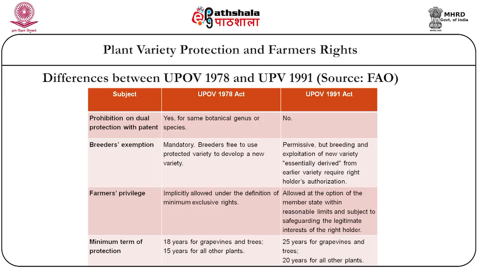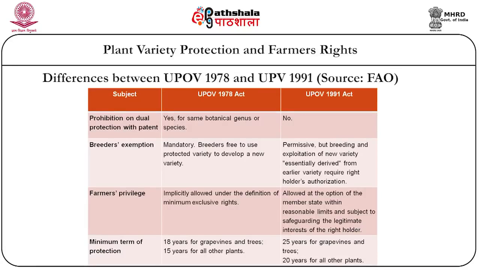In case of prohibition on dual protection with patent, the 1978 Act specifically requires that there must be no dual protection for the same botanical genus or species. In case of the 1991 Act, there is no such requirement.